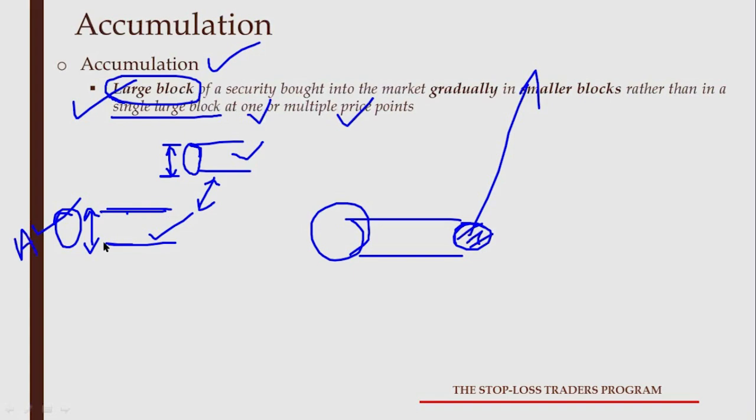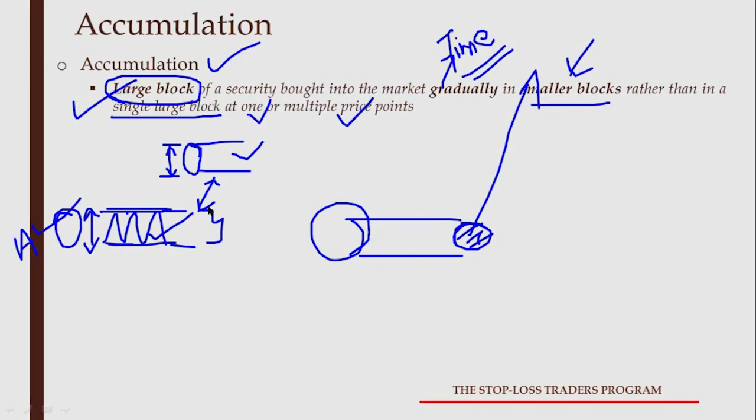Let's see what accumulation means by our definition. Listen to me very carefully, friends. Each of these words has a very strong meaning and a deeper meaning as well. Accumulation is a large block of a security bought into the market gradually in smaller blocks rather than in a single large block at one or multiple price points. This sentence encapsulates a major portion of what accumulation means.